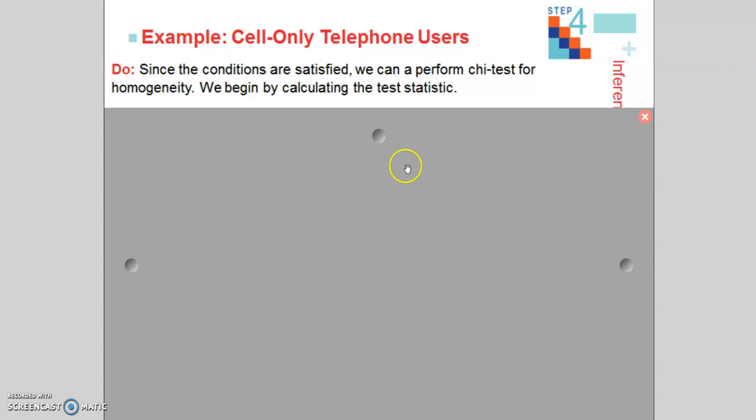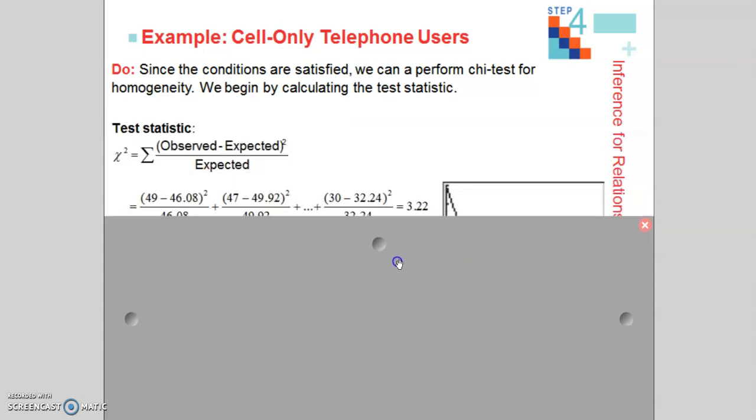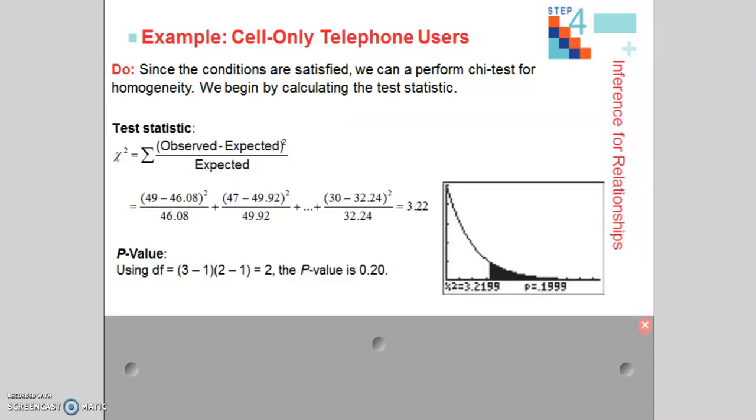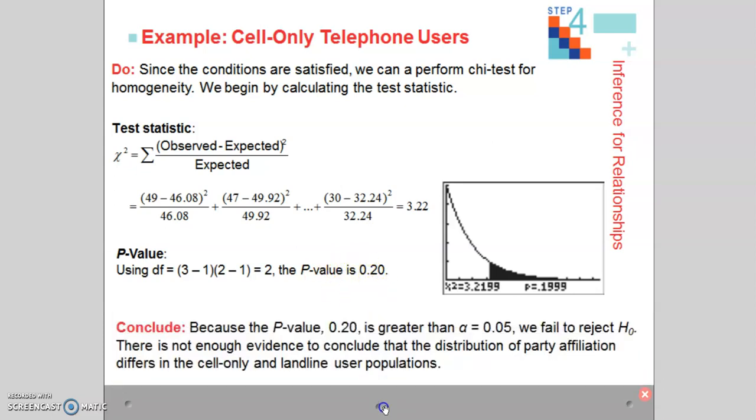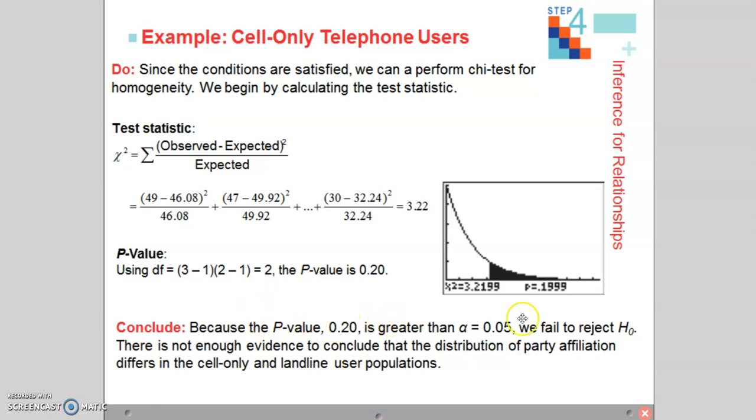There's a lot of people in the US, so yes, that's safe to assume. Since conditions are met, I can now calculate the test statistic and the p-value, which I already did on my calculator. So there's my test statistic and then p-value. Now notice this p-value is quite a bit larger than 0.05. So because of that, we fail to reject the null hypothesis, and we do not have enough evidence to conclude that the distribution of party affiliation differs.